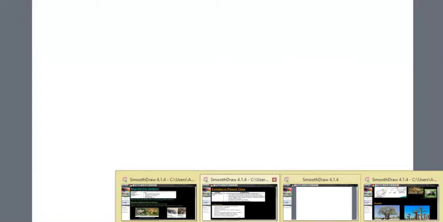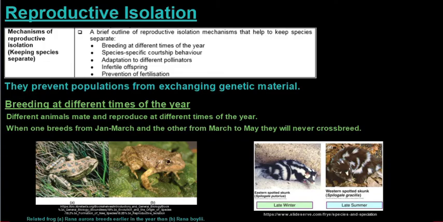Then let's look at reproductive isolation. Now I find this quite interesting because there's animal behavior involved, which is really interesting. So what do we need to know? We need to know that there are certain reproductive isolation mechanisms to help keep species separate, so that there is no interbreeding of different species with each other, because some of them can interbreed, like a donkey and a horse, for example.